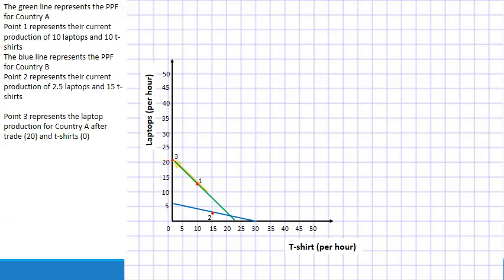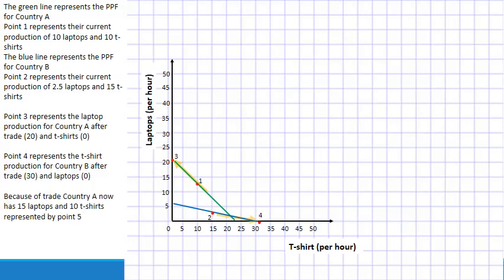So you can see there where that point is. Now, when we look at the next point here, point 4 represents the t-shirt production for country B at 30 t-shirts and 0 laptops. So that's where they're at. Now, when we put that together, because of trade, country A now has 15 laptops and 10 t-shirts, which is represented by point 5. Notice that.